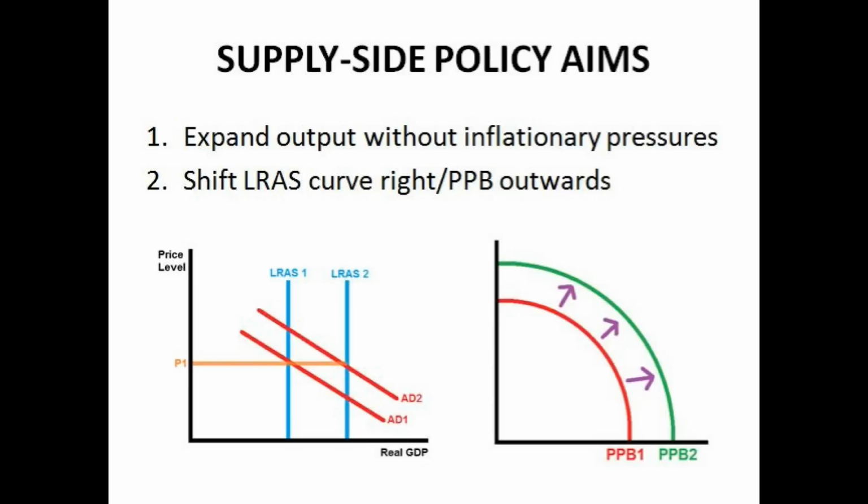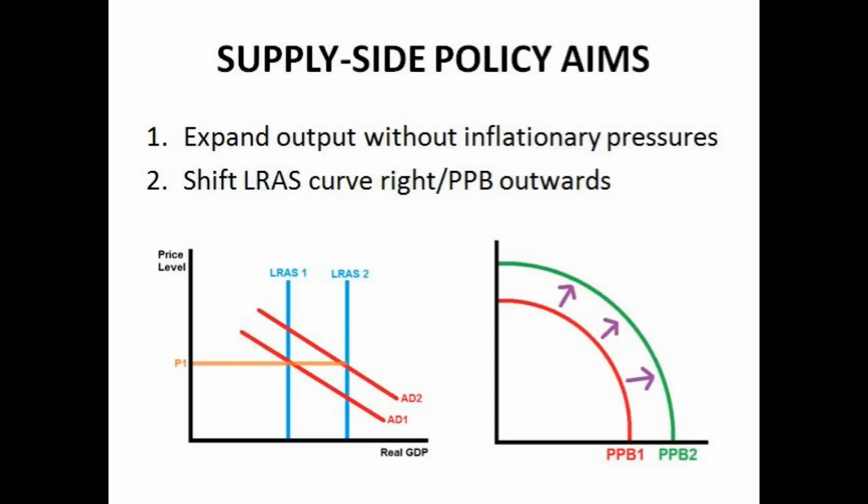Essentially, for the diagram on the left, a supply-side policy we put into place will increase the productive capacity of the economy and all the things in the economy, and that will cause the long-run aggregate supply curve to shift to the right. If you need explanation of this, go watch some AS videos, because they talk about the long-run aggregate supply curve in more detail.